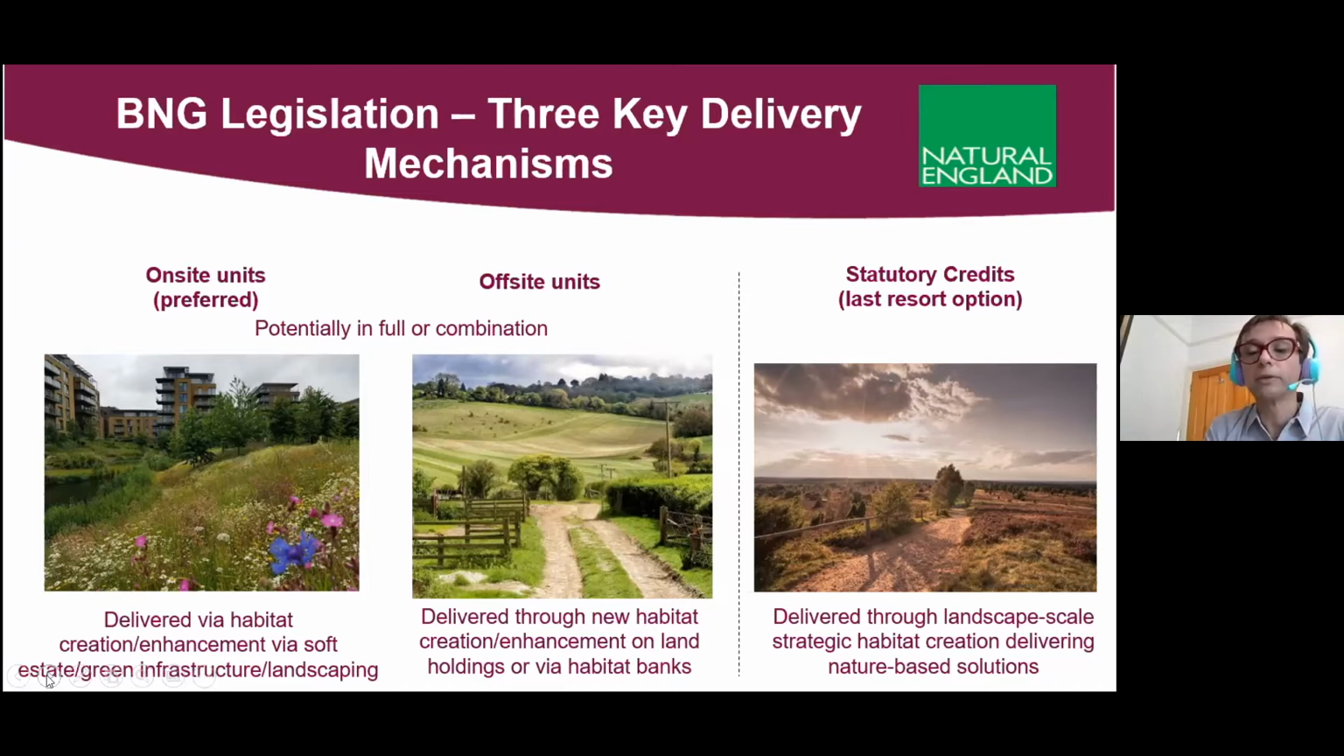Where that's not possible, though, and there will be instances where that's not possible, then a developer can instead purchase what are described as biodiversity units from other landowners to make good the shortfall they have in achieving this 10% gain. So this will be through people such as environmental charities, planning authorities who have their own land, farmers, etc. And they'll be able to, and projects will be encouraged to do this locally.